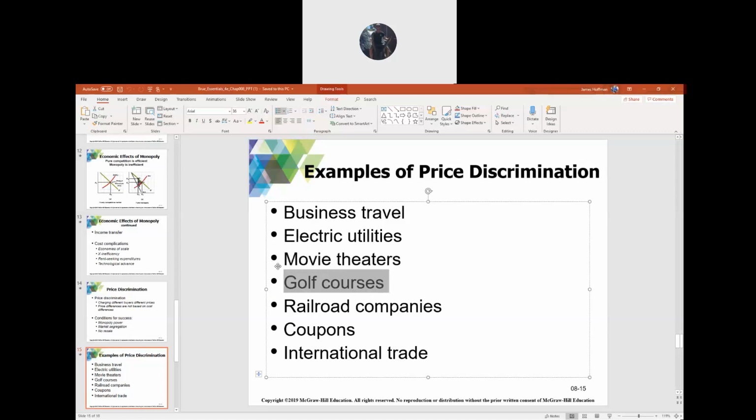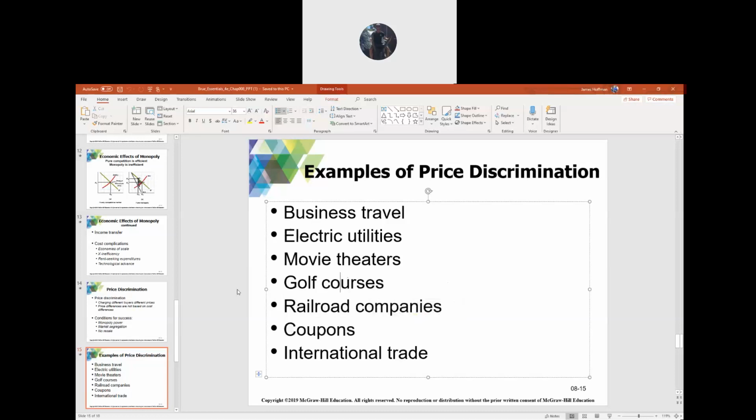Okay, golf courses. I'm not much of a golfer, but I think you get lower rates if you go later in the day, if I'm not mistaken. I don't know what the railroad thing is. But anyway, we get the idea.